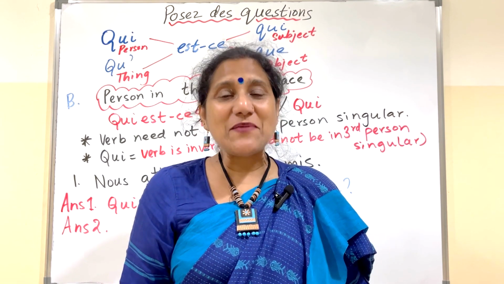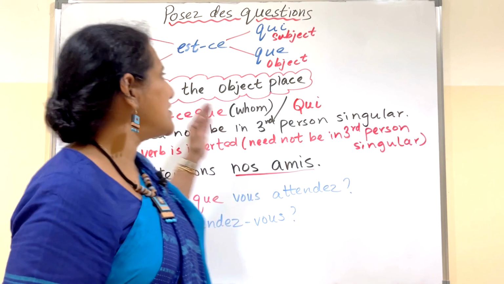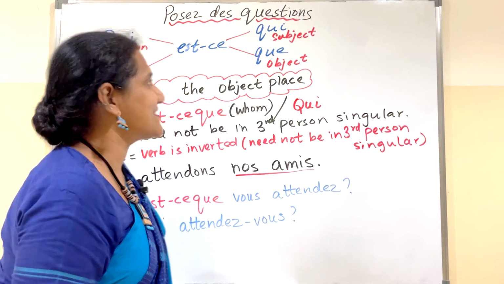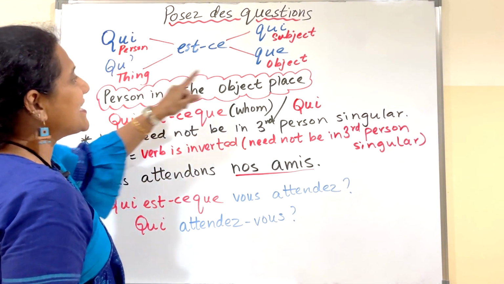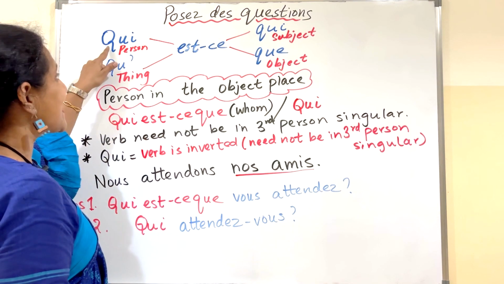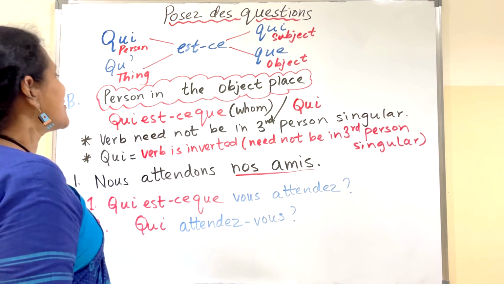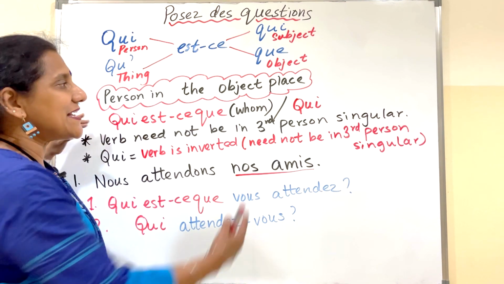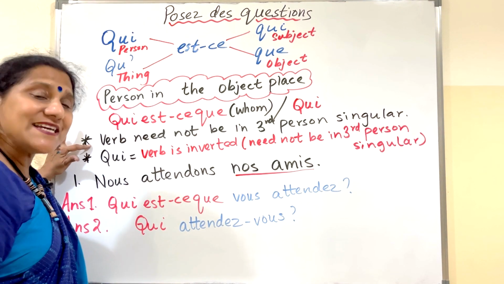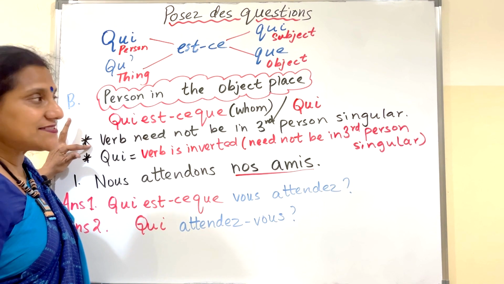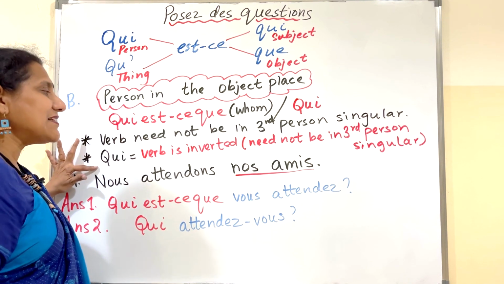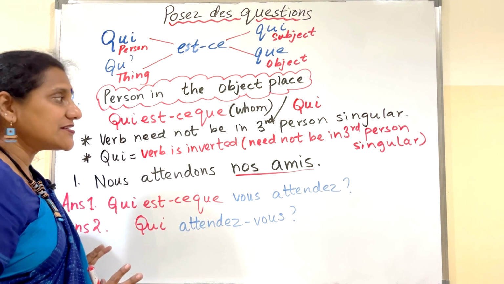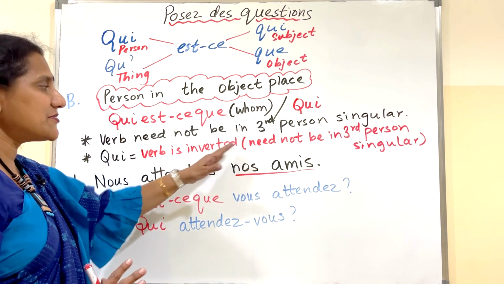Let's see how to frame the question when we have a person in the object place. So, person in object place is qui est que. So, qui est que means whom. The short form is qui. Verb need not be in third person singular. Qui, the verb can be inverted, need not be in third person singular.